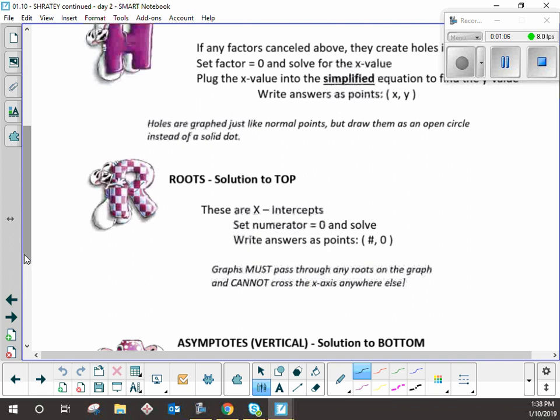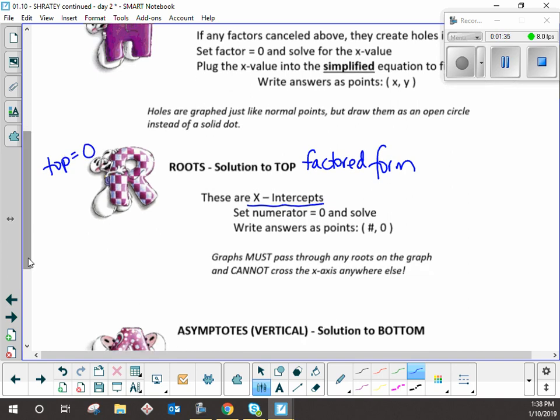The roots, okay, the R for roots. Remember that roots are the x-intercepts, okay, the solutions. It's where your graph crosses the x-axis. You get that by setting the numerator equal to 0 and solving. The numerator, that's been factored. Okay, so when you do the root step, you're using factored form. And you're just setting the top equal to 0. And because they're roots, you will write your answer in this form as a point. Right? And then you'll graph your point. So when I say set the top equal to 0, I mean from the factored form.